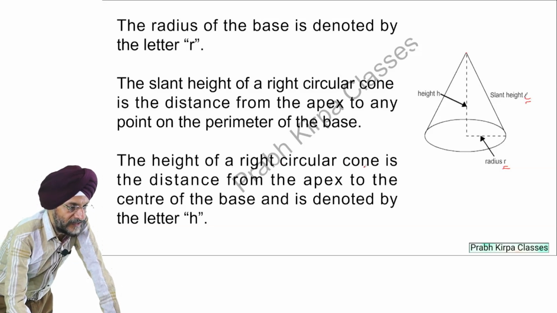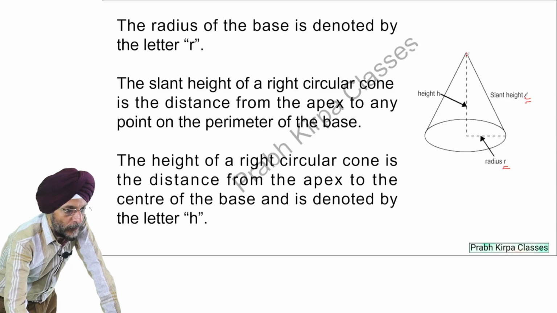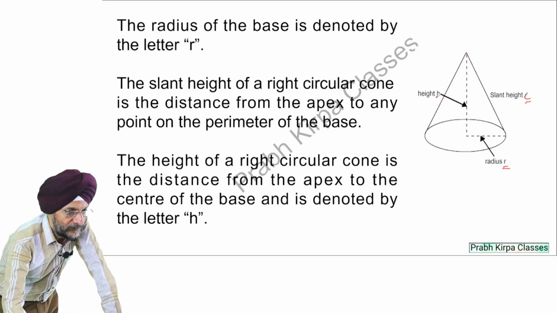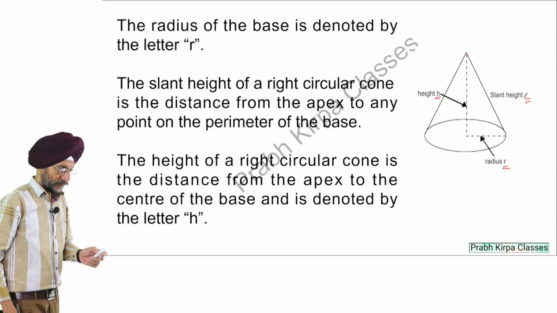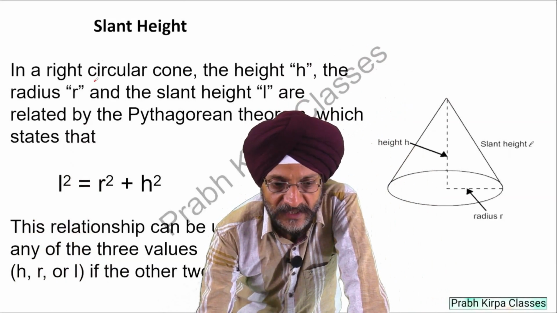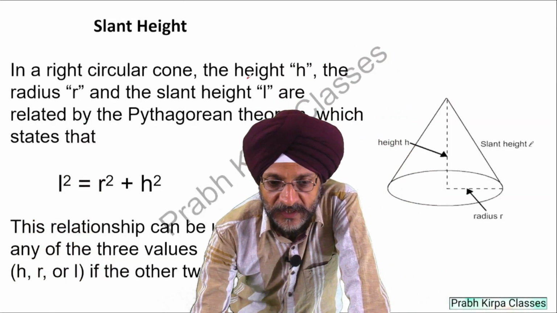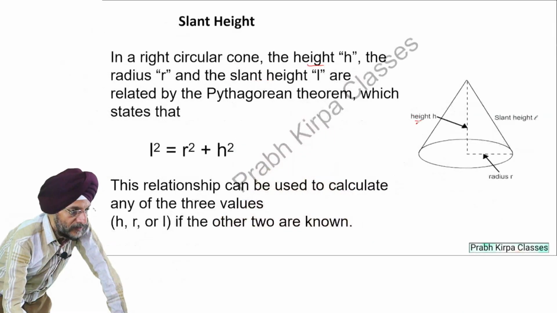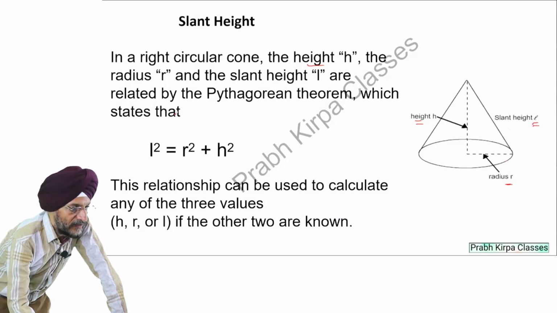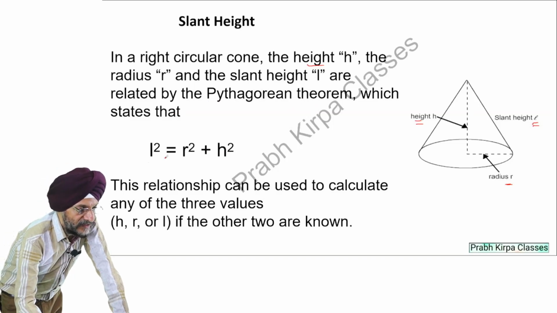The height of the right circular cone is the distance from this apex to the center of the base. You can see here that from here to here, this is the height and is denoted by the letter H. Now we will again discuss slant height. In a right circular cone, the height H, radius R and the slant height L are related by the Pythagorean theorem, which states that L square is equal to R square plus H square.